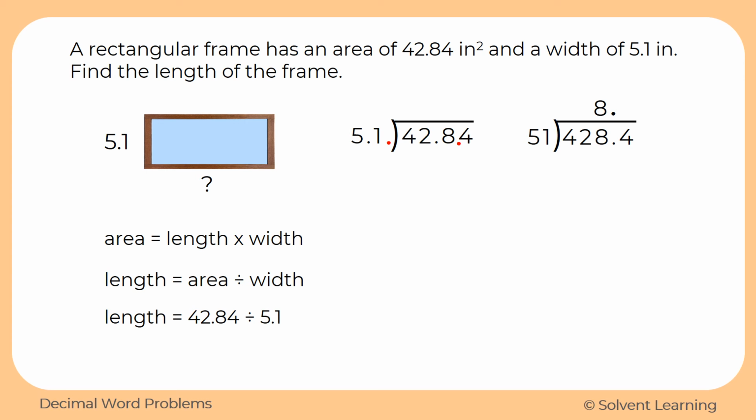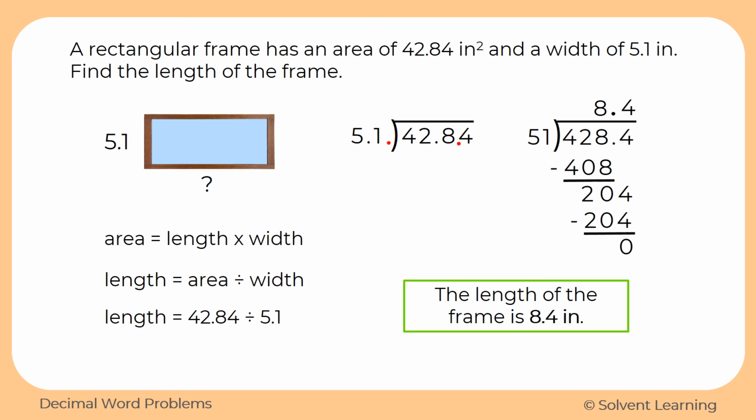So 51 goes into 428 8 times. We multiply 51 times 8, get 408, subtract, we have 20 left. Bring down the 4, and 51 goes into 204 4 times. We multiply, we do get exactly 204, so there's no remainder left over. So we can now see that the length of this frame is 8.4 inches.